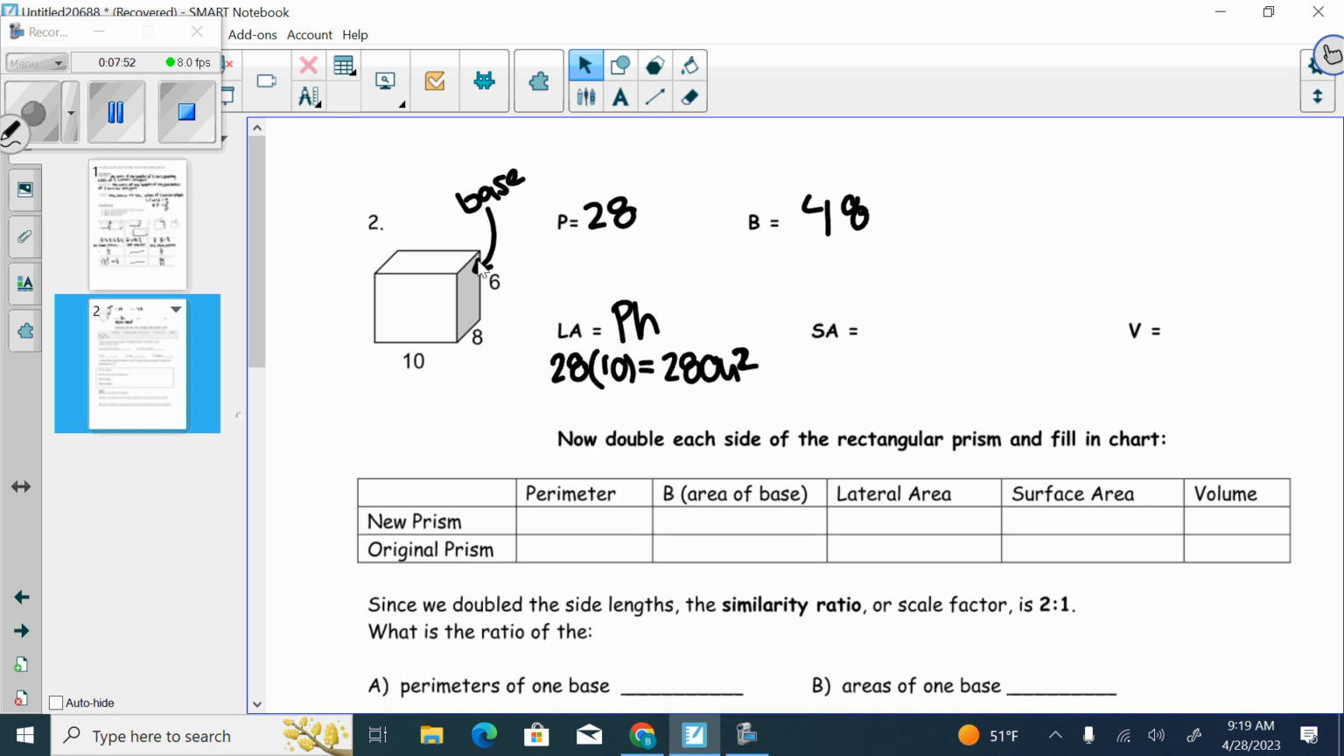All right. Our surface area, remember, is lateral area plus our bases, right? So that perimeter times height plus our 2 bases. Well, we already found perimeter times height to be 280, plus 2 times our base area, which we said was, good. So what's our surface area? What is it?